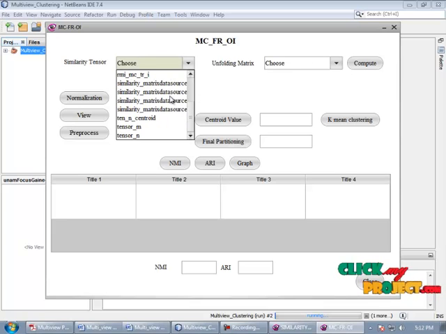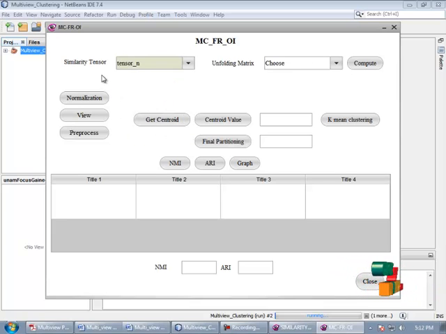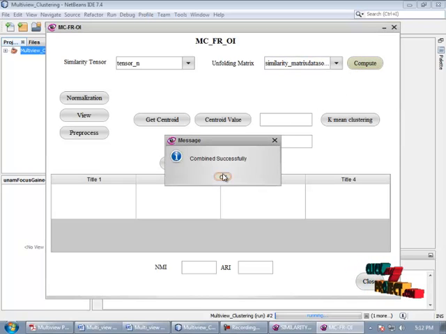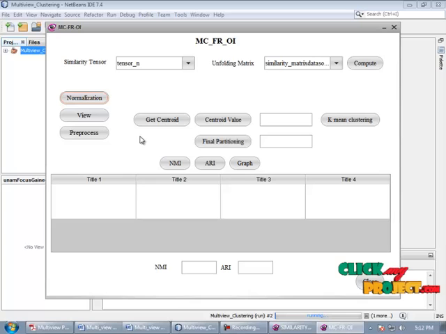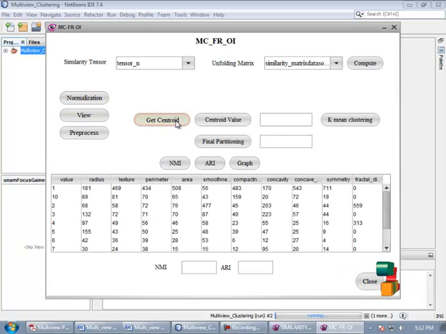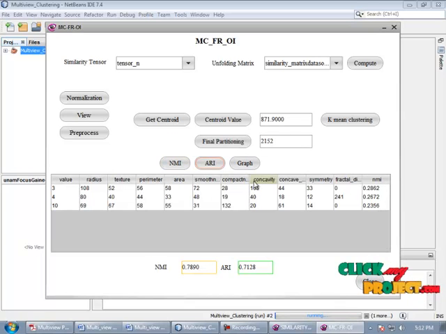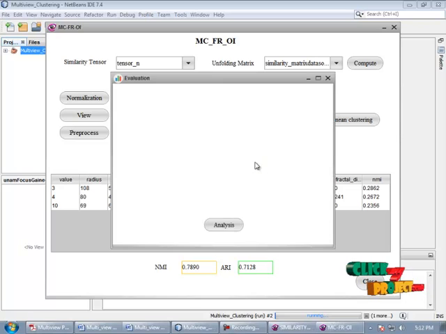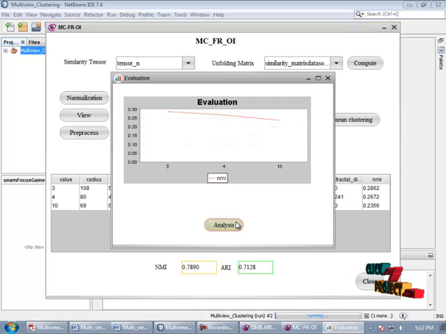We can take the similarity tensor matrix and unfold matrix, any one similarity matrix, that means combine that. Normalization, get the centroid value, and k-means clustering starts now. NMI and error values can be found now. This is our NMI and F value, and then the graph is shown here.